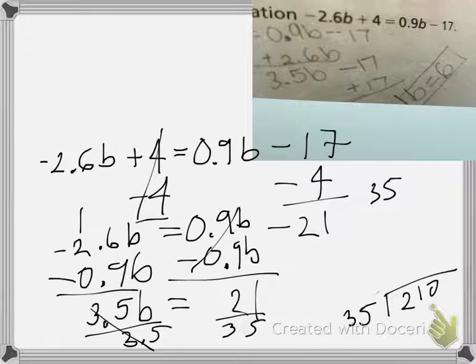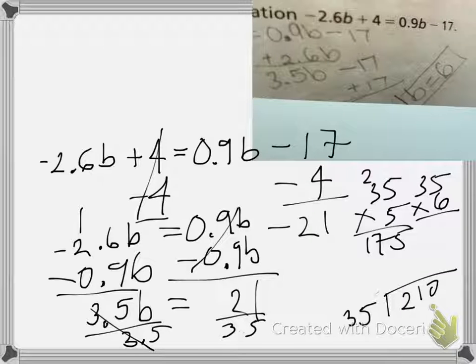I'm going to guess 35 times 5 probably. So let's see. It's 25, 2, 15, 17. Wow, that's very close. Let's try 35 times 6. 30, carry 3. What is that? 18, 21. Oh, there you go. Right on the mark. 6. So b equals 6.